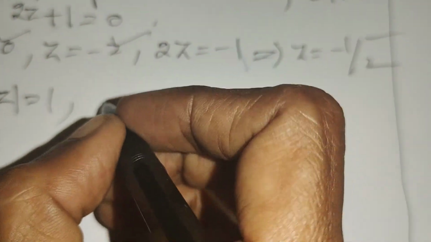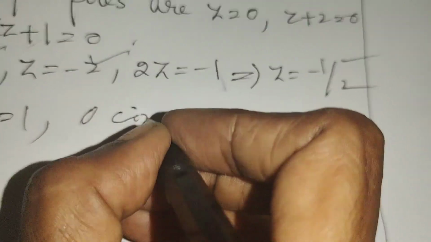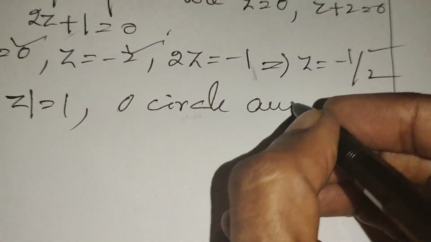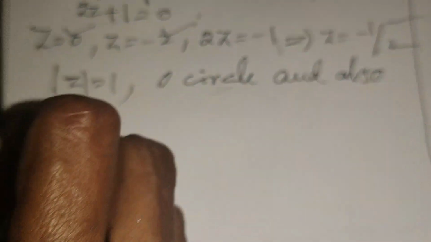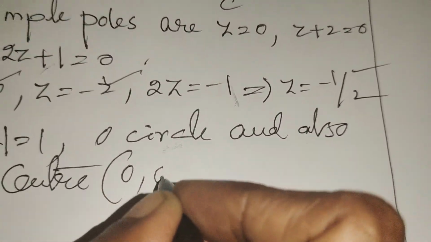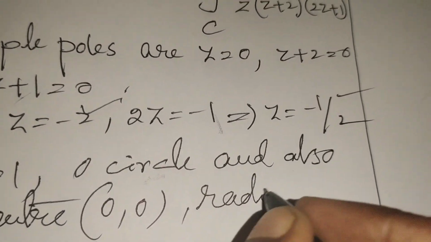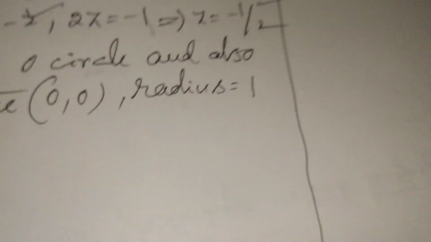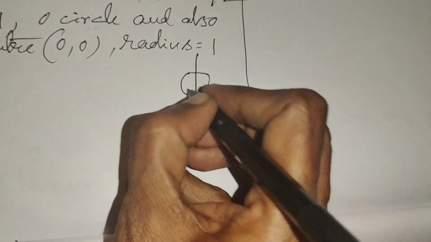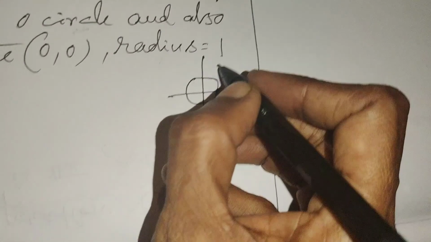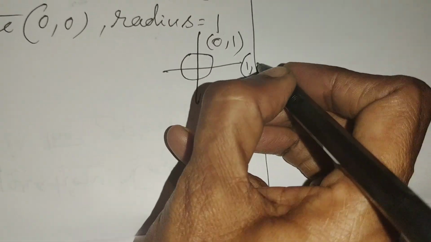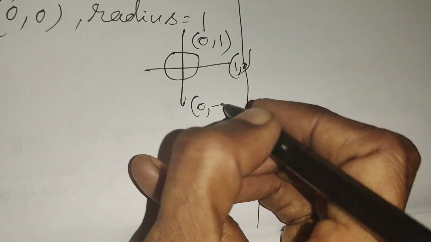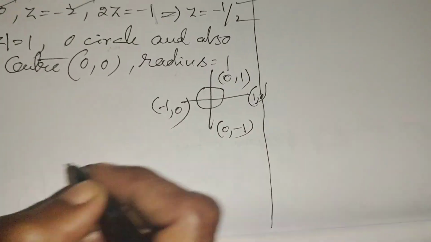And the given circle is |z| equals 1. That is a circle with center at 0, 0 and radius 1. In this circle, see like this, this is 0 comma 1 and 1 comma 0, and this is 0 comma minus 1, this is minus 1 comma 0.